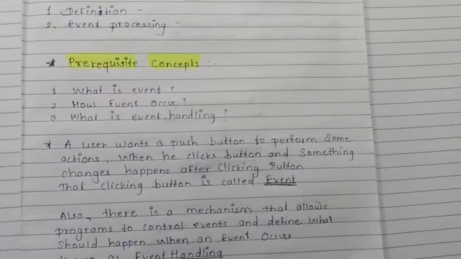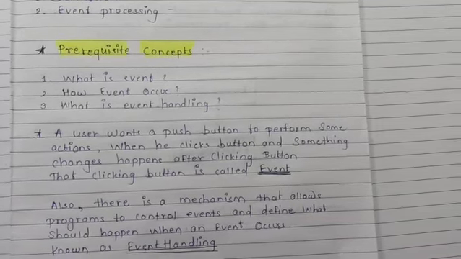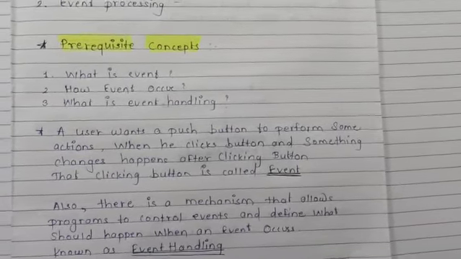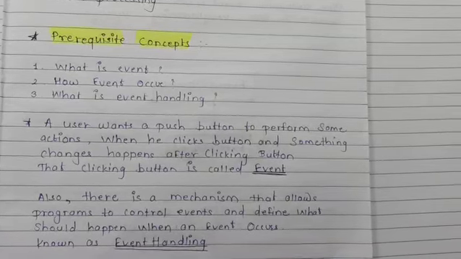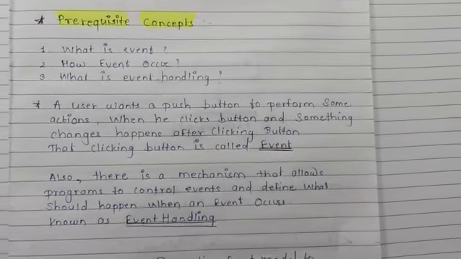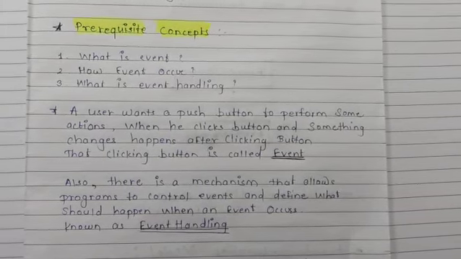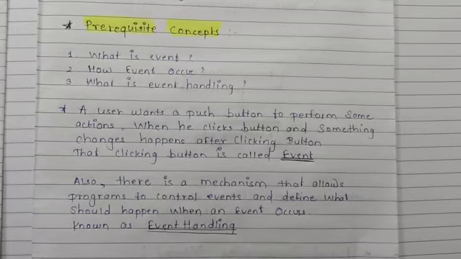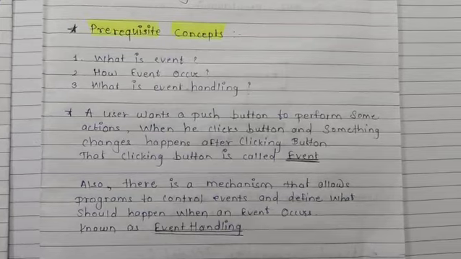So first, what is an event? The simple definition of an event is when a user wants to push a button to perform some action. When he clicks a button and something changes after clicking, that button click is called an event. In simple words, any change that happens in the system by the user is known as an event.